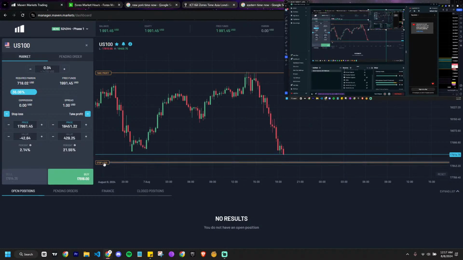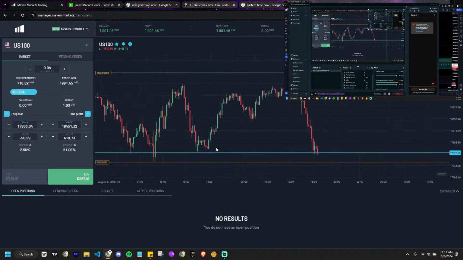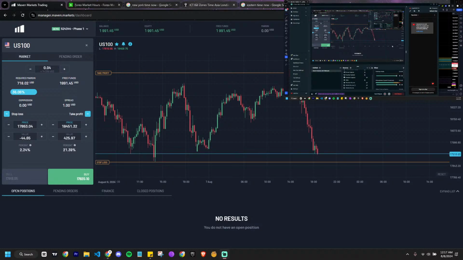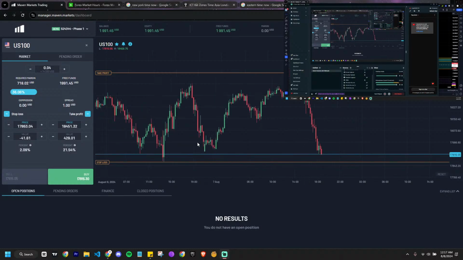It seems like we're tracing a little lower. Are we taking out these lows? What are we doing here? I'm still not in the trade, of course, because this is not the time. See, it's still taking out liquidity. This is an inducement zone right here. Anyways, let's give it some time.